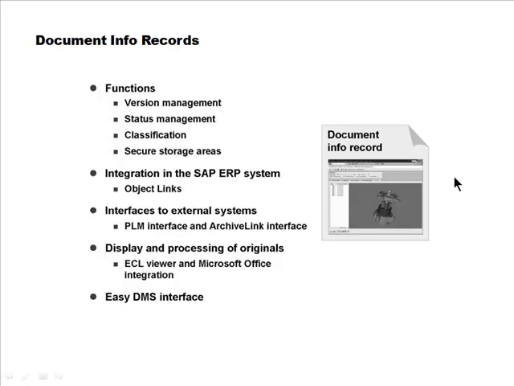Okay, so the document info records have various functions. They support version management, status management, classification, we'll be talking about it shortly, and secure storage areas, which I just spoke about. So they support all of these things. And within SAP, when you connect a document info record to an SAP object, that's called an object link. So that is what it allows. And the document info record also has a PLM interface. The PLM interface is what is used for external systems. They call it the PLM or product lifecycle management interface, through which you can connect to design systems, for example, and the document can then be a file in the design system, the design of a product as created in a design system.